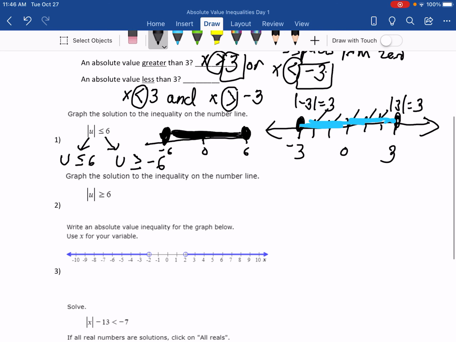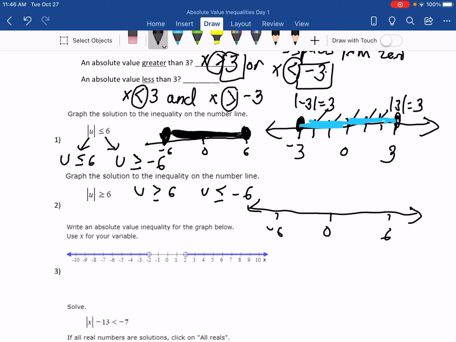All right, absolute value of u greater than or equal to 6. Again, we'll remove the bars. We'll make our positive, u greater than or equal to 6. Make our negative, and we'll flip the symbol, u less than or equal to -6. So on the number line, 0, 6, -6. These are both filled in circles. Greater than or equal to 6 goes like that. Less than or equal to -6 goes like that. So notice, this isn't an AND, this is an OR.